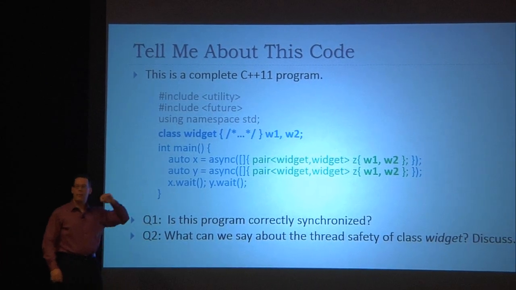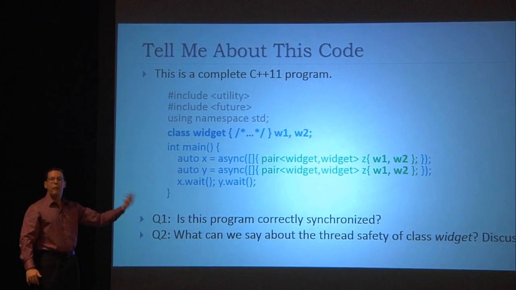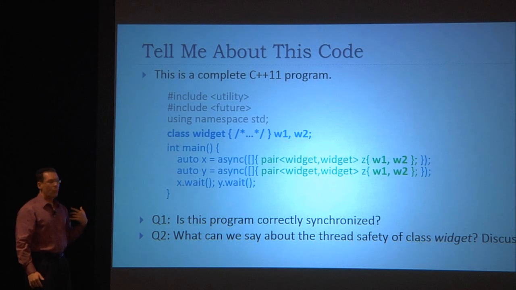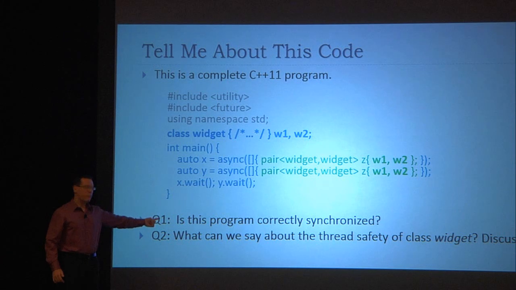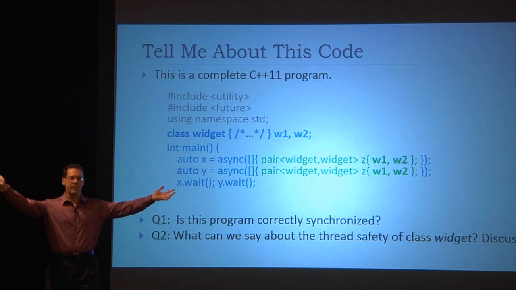But I'm going to do the same thing. I'm going to launch 2 async operations. Each one of them is going to create a pair of widget and widget that takes a copy of w1 and w2, and then I join. I have 2 questions for you. The same as before, is the program correctly synchronized? And then also, what can we say about the thread safety of class widget? Discuss.